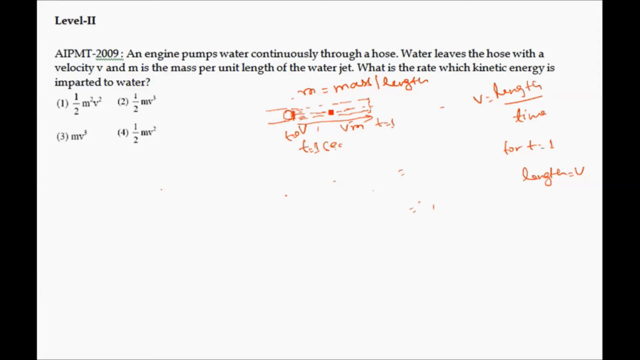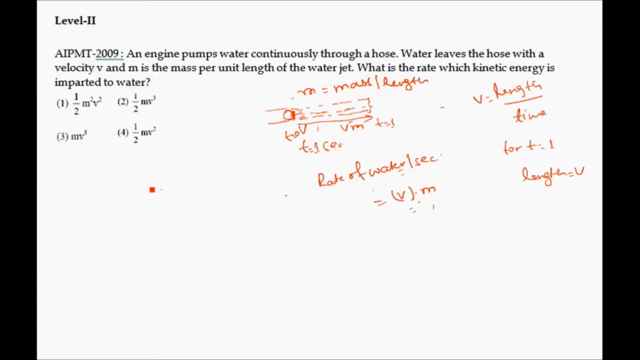So it means if I have to calculate the rate of mass per second, or rate of water per second, then it is equal to v into m, as m is the mass per unit length and v is the length in which we have to consider the water for 1 second. So rate of water per second is equal to mv.